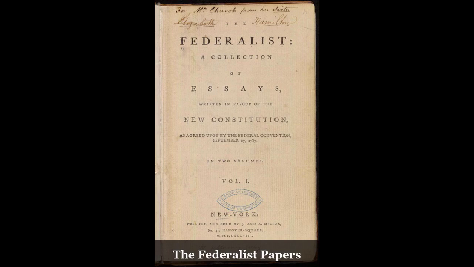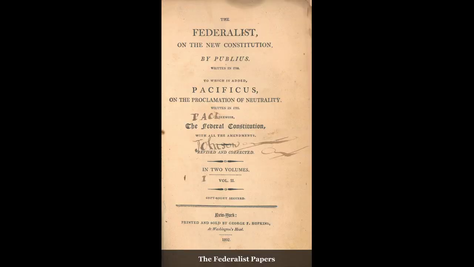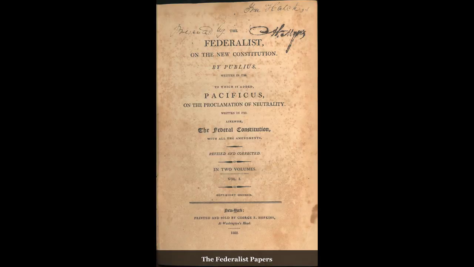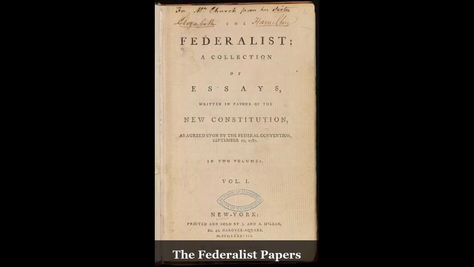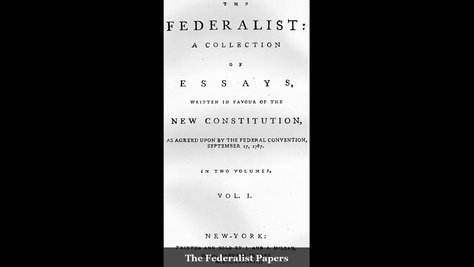The Federalist Papers also reflects the influence of classical rhetoric, with its use of persuasive language, logical argumentation, and appeals to emotion. For example, in Federalist Number 1, Hamilton uses a rhetorical question to engage his readers: whether societies of men are really capable or not of establishing good government from reflection and choice, or whether they are forever destined to depend on accident and force. This kind of language helps make complex ideas more accessible and memorable.